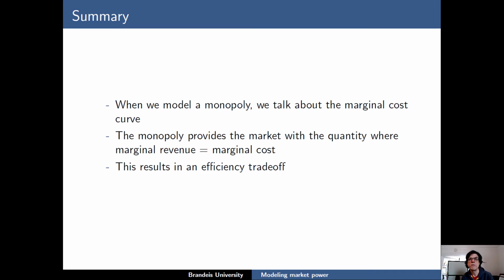So when we model a monopoly, we talk about the marginal cost curve instead of the supply curve. And the monopolist provides the market with the quantity where marginal revenue is equal to marginal cost, or the quantity up to when the marginal revenue is greater than or equal to marginal cost. And this is going to result in an efficiency trade-off over a market of perfect competition.